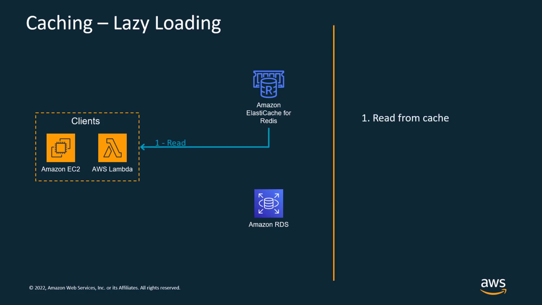Let's see how lazy loading works. That is one of the most common approaches for caching, sometimes referred to as cache-aside. So in here, our application runs on Amazon EC2 or Lambda or any other compute layer. It's not important. Let's say your application needs to read some data.